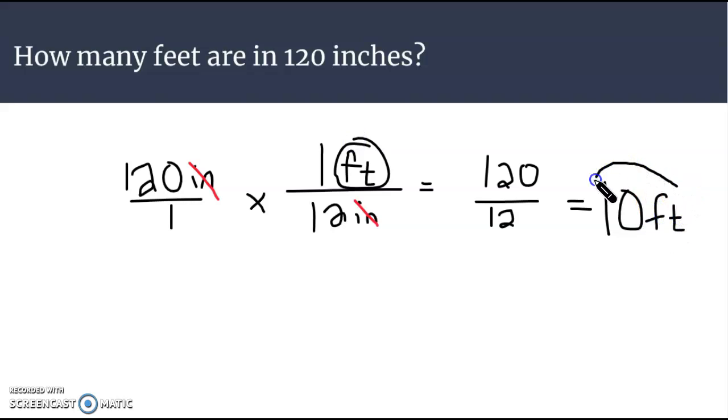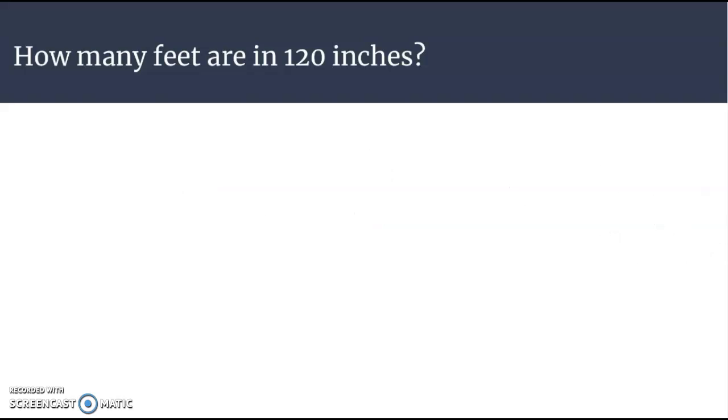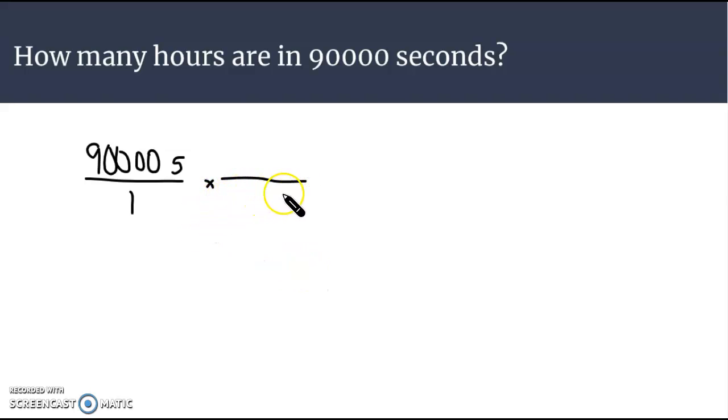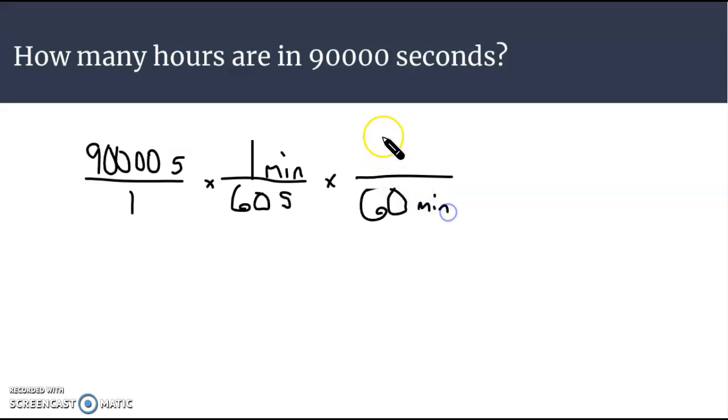Now this was a simple one step, one iteration. They get a little more complicated when you have 2 or more iterations or 2 or more measurements to convert to. For instance, how many hours are in 90,000 seconds? Alright, start out with what they give you, 90,000 seconds. I'll just put an S for seconds, put it over 1, and just convert until we get to the hours. We know that there are 60 seconds in 1 minute. But then we have to go from minutes to hours, right? We know that there are 60 minutes in 1 hour.